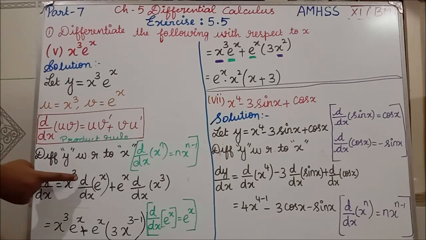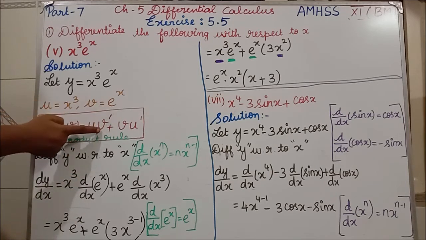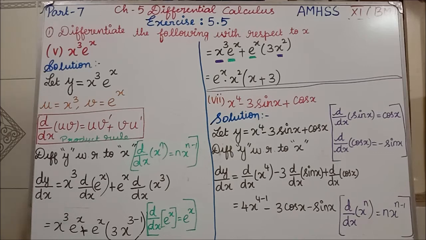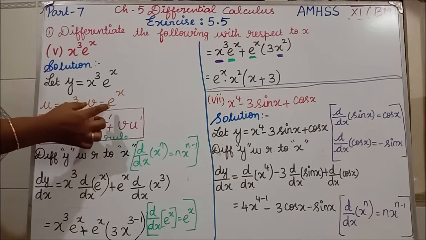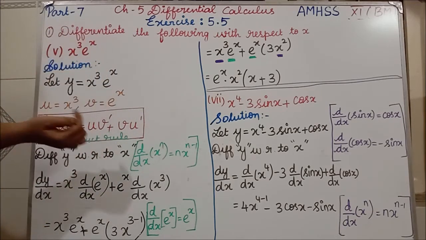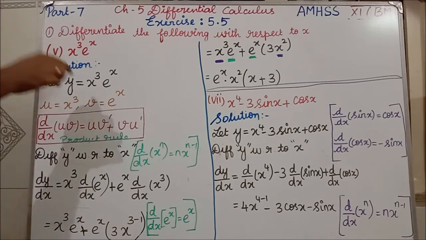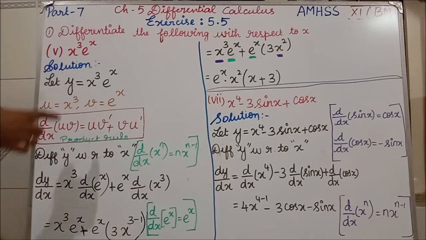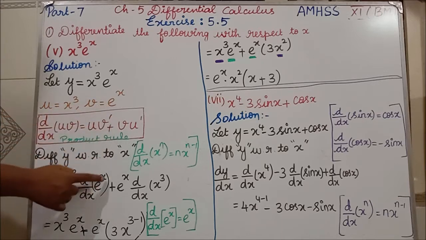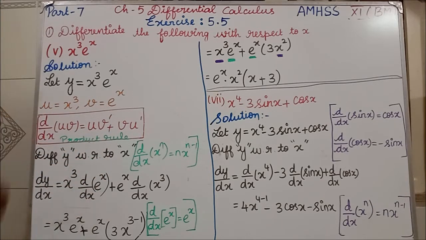Okay, differentiate means d by dx of v dash. What is v? e power x. Clear all of you? u means x cube. v dash is nothing but differentiating v. Clear? If you are differentiating the v, that is our v dash. So to differentiate v, how will we write? d by dx of e power x. Clear? Plus, this plus is in the formula.